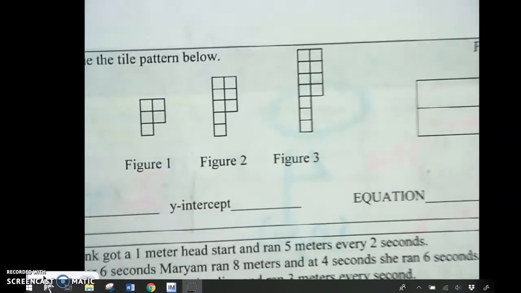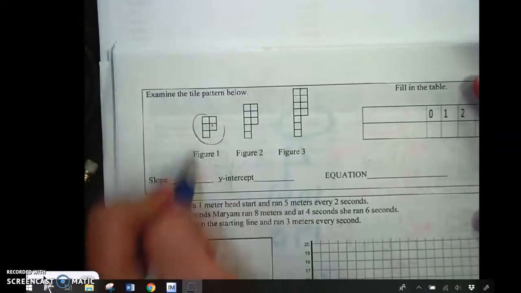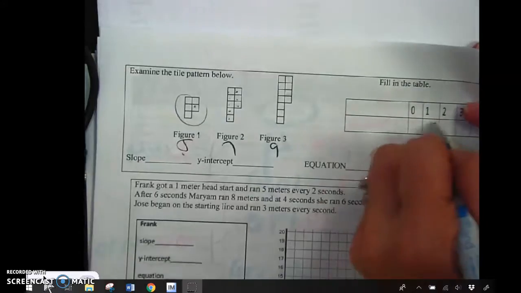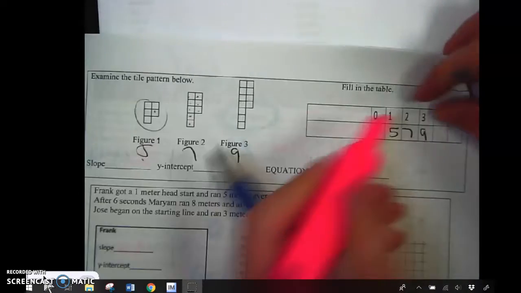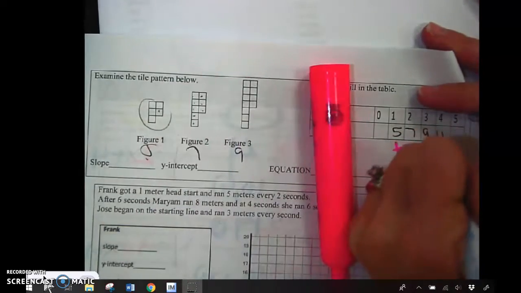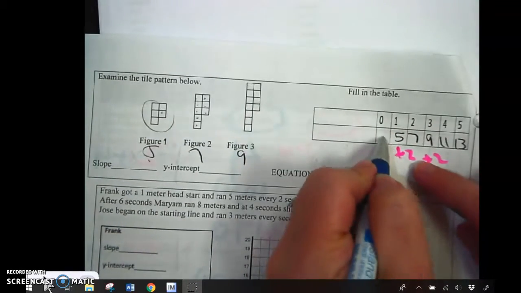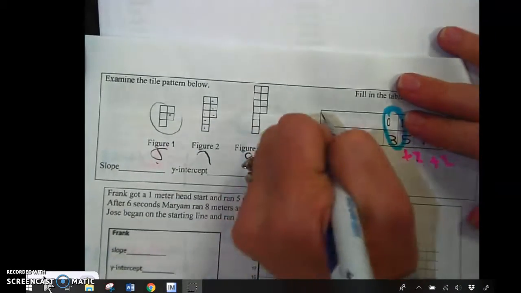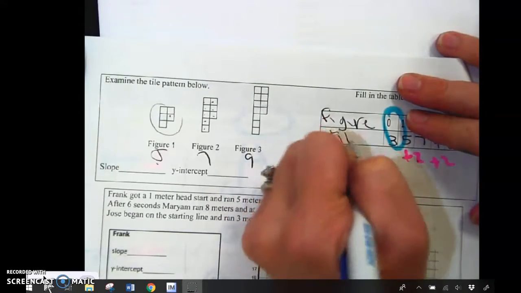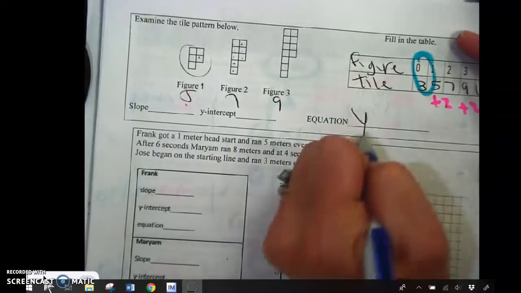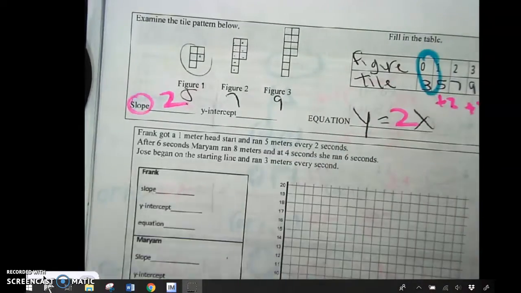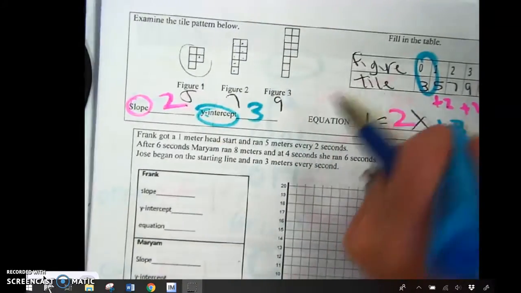Let's go to the next page. This is review, so let's zoom it out. 1, 2, 3, 4, 5, 6, 7, so 1, 5, 2, 7, 3, 9. Now I know the pattern, plus 2, 11, 13. So what plus 2 equals 5? 3, boom, there's my blue. y equals 2x plus 3. Okay.